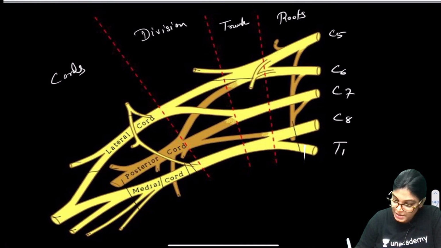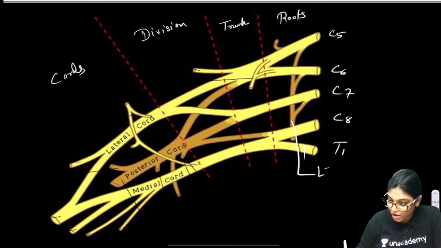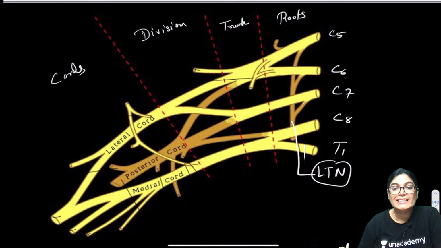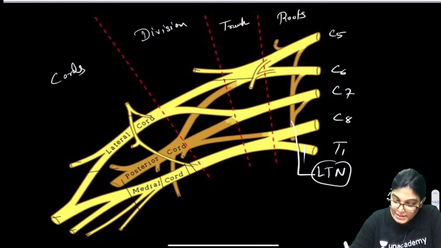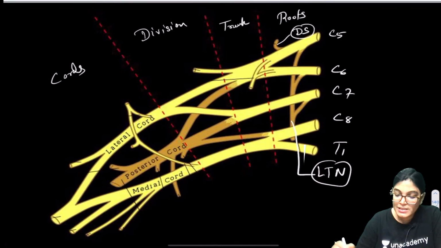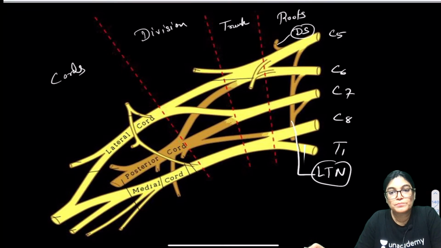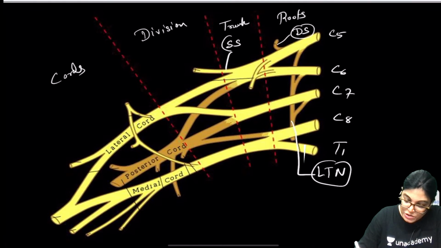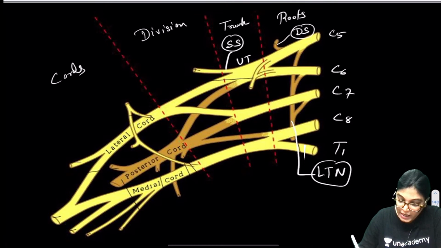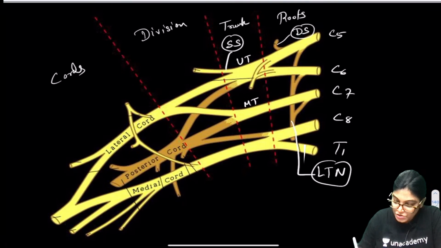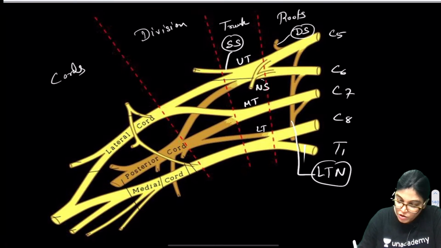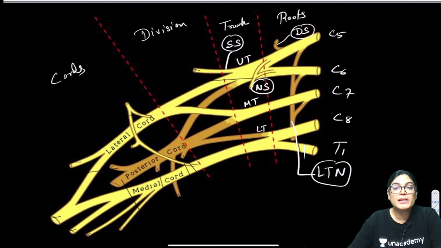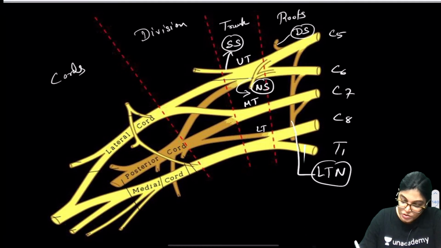Its important branches: this is the long thoracic nerve. I will write in short form, LTN. What is LTN? Long thoracic nerve. What is this? DS. DS means dorsal scapular nerve. Now, what is this? This is SS. SS means suprascapular. This is a branch from the UT. This is the upper trunk, this is the middle trunk and this is the lower trunk. And the lower one is NS. NS means nerve to subclavius.